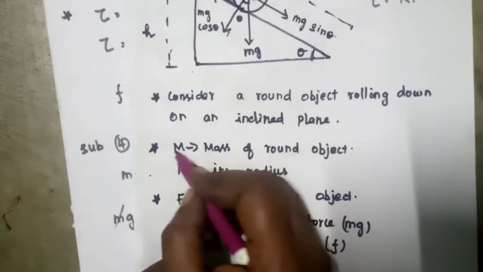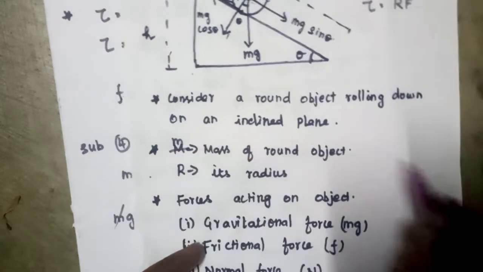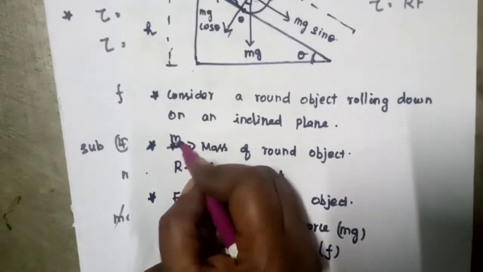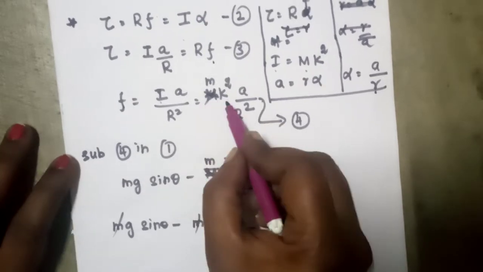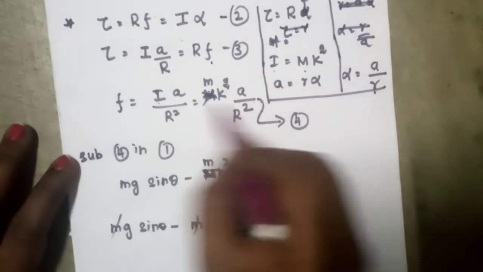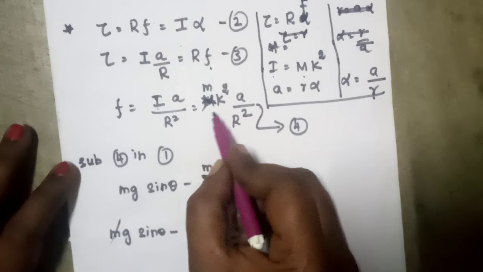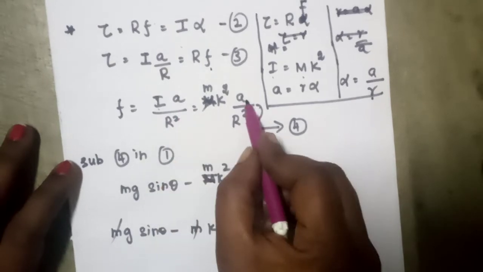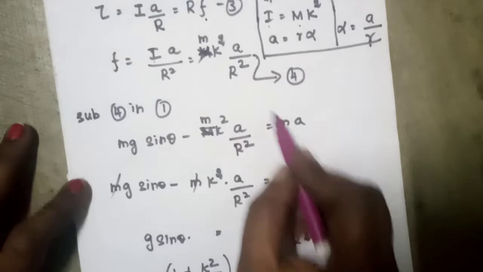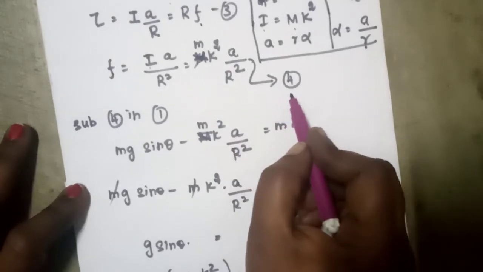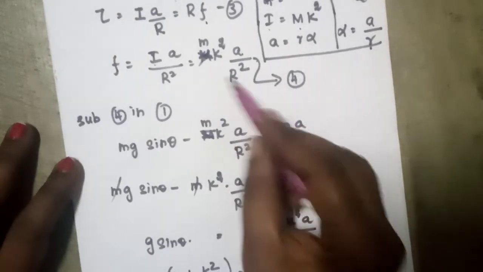Here also you take small m, representing the mass of the round object. So F is equal to m k square into a by R square. Now this equation you take as the fourth equation. Now you are going to substitute it in the first equation.